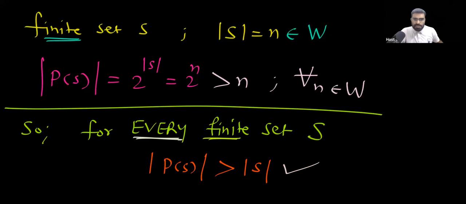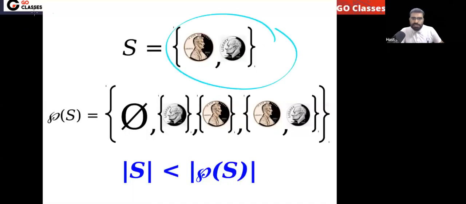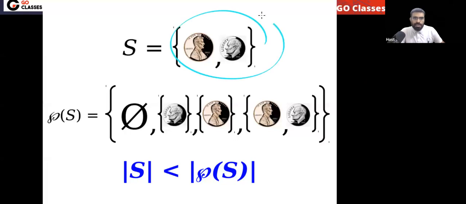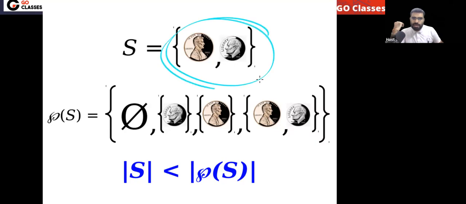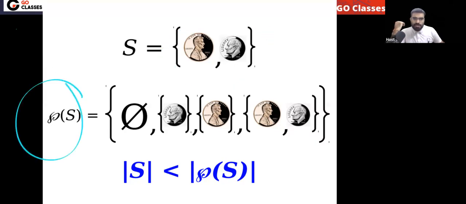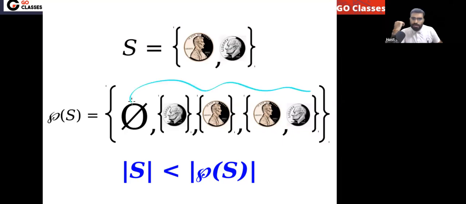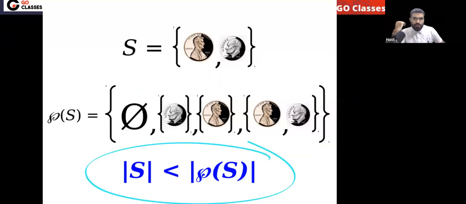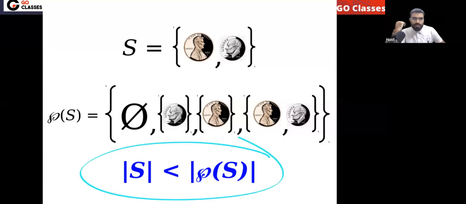You can easily see here, for example, if you have a set S with cardinality 2, then how many elements will be there in the power set of S? There will be 4 elements. You can notice the empty set, this one, this one, this one. These are the subsets of S. The cardinality of S is 2, but the cardinality of PS is 4. So the cardinality of S is strictly less than the cardinality of PS.